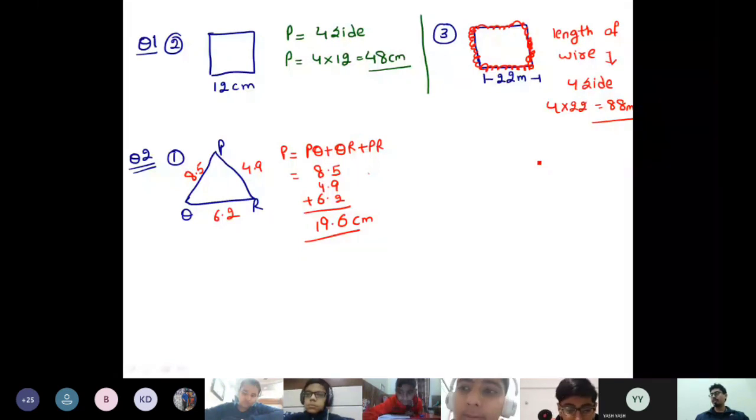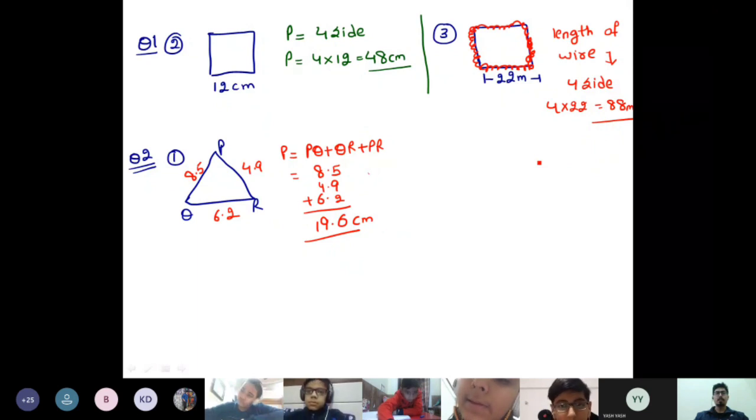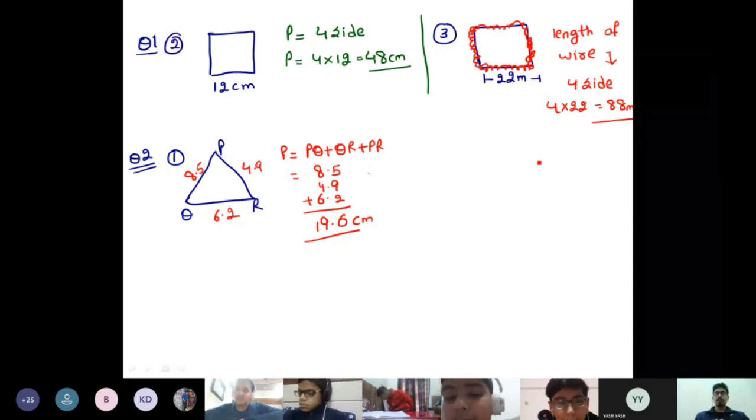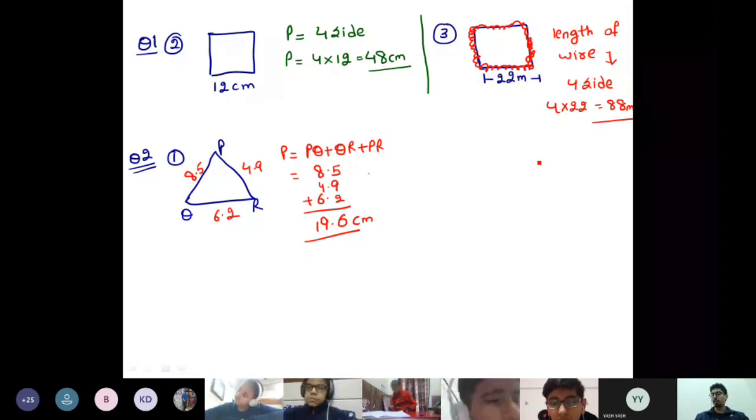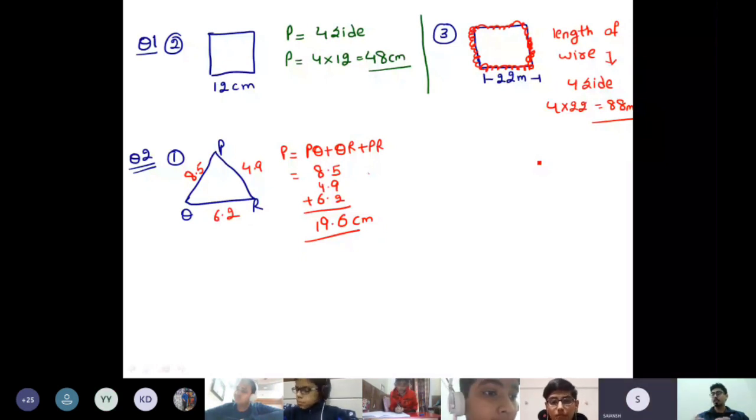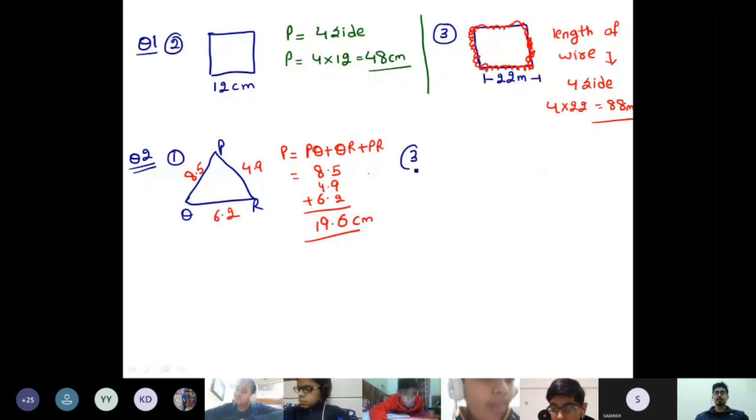Now, students, in the next three parts we have to find out the perimeter in all three parts of this second question. Can you do it by yourself? Yes, sir, we can do it ourselves. Okay, so just do the remaining parts of question number second by yourself. Okay, do the third part only. Which part? The third part of this question. Okay, just see the third part.